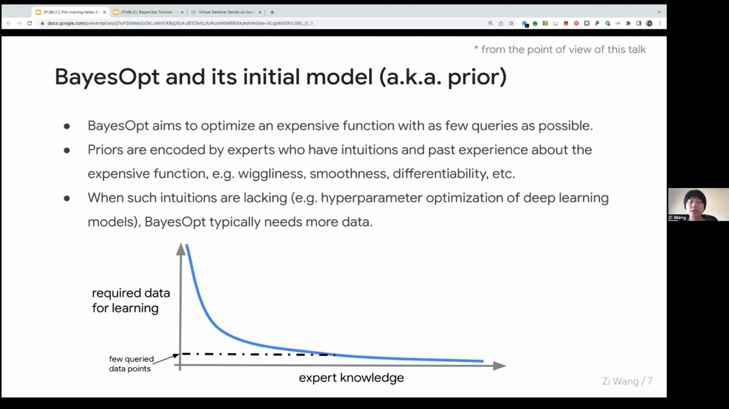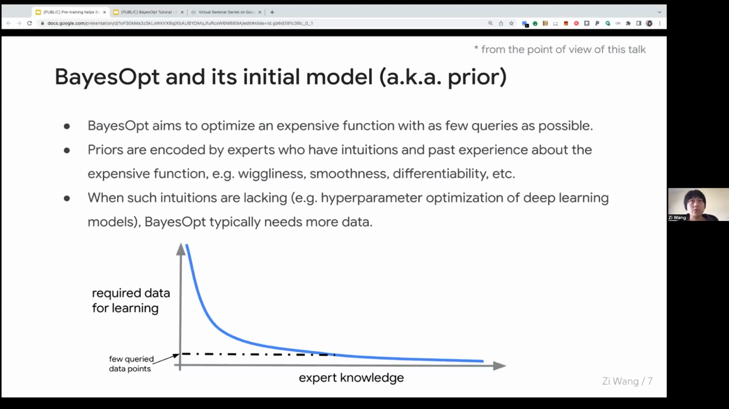So if we think about this particular question, it actually brings a paradox, related to what we talked about, the relation between required data for learning and expert knowledge. In the real world, when we are using Bayesian optimization, our goal is to optimize a certain expensive function with as few queries as possible. The reason that we use it this way is because the Bayesian inference part is often not as cheap as a lot of numerical methods.